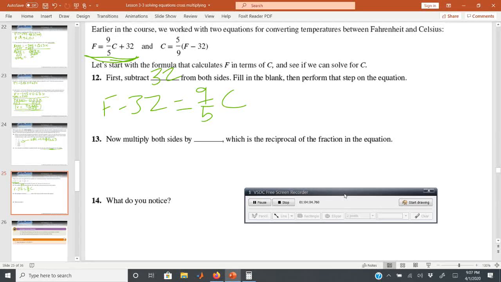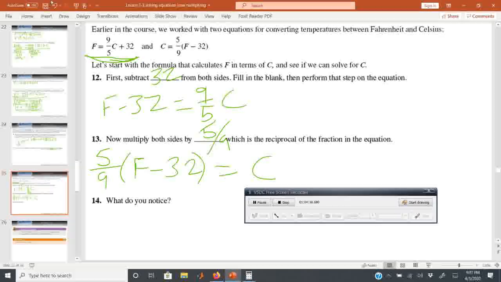So question 13, now multiply both sides by, they leave the blank for you to fill in, which is the reciprocal of the fraction in the equation. I would actually multiply both sides by 5 and then divide both sides by 9. But they want you to multiply both sides by 5/9, which is fine. You're basically doing the same thing I would do. You're just doing it all at once. And that's okay. Saving time is not a bad thing.